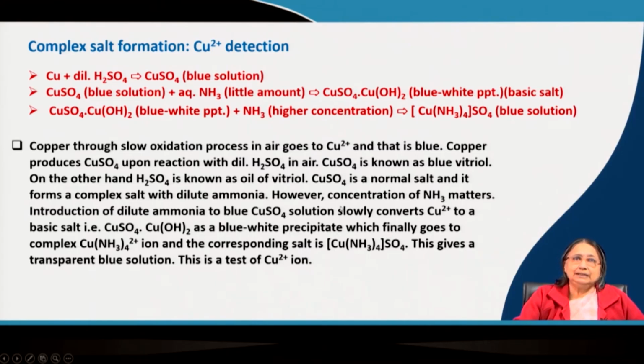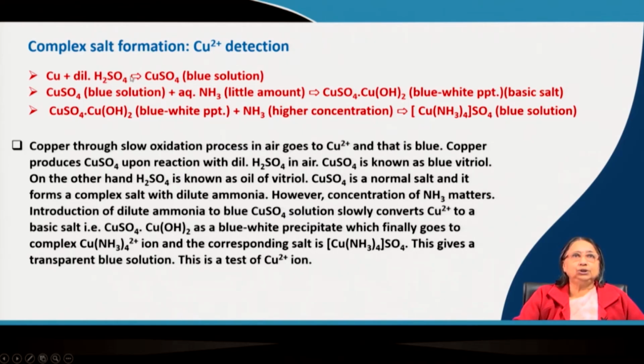Now, if you increase the concentration of ammonia, then what will happen? Finally this precipitate goes into solution. How? Due to the formation of the copper amine complex Cu(NH3)4 2 plus, this is the ion, and the corresponding salt is Cu(NH3)4 sulphate, because the sulphate ion is there. So, you have increased the ammonia, then this precipitate will go into solution and form this one. This gives a transparent blue solution, and this is a test of copper 2 plus ion.